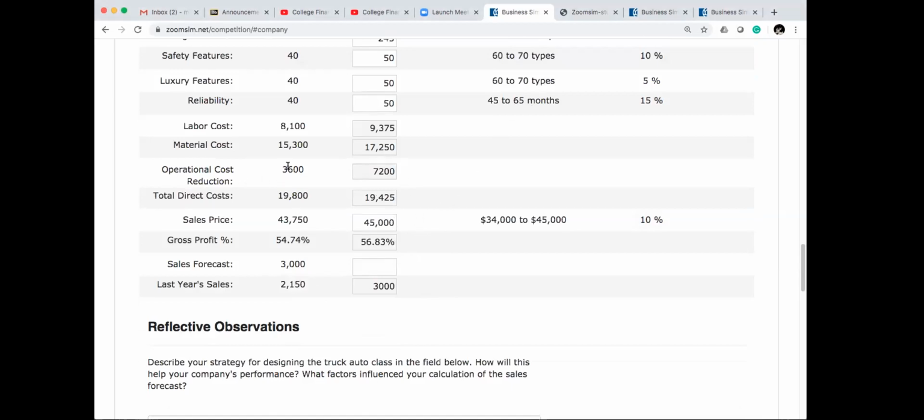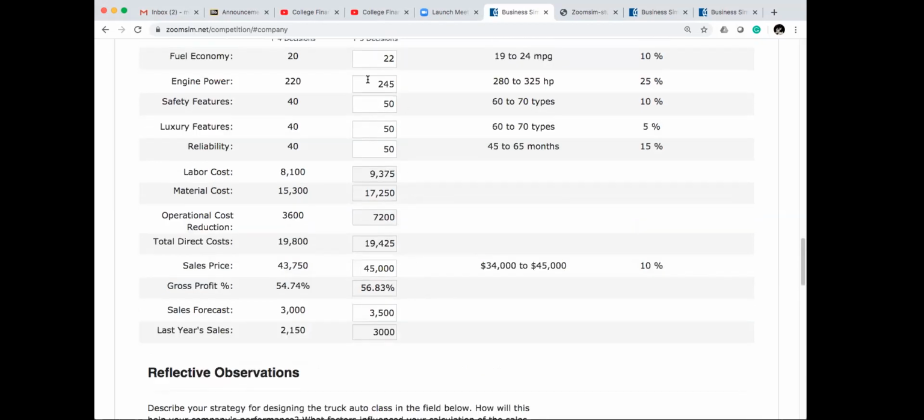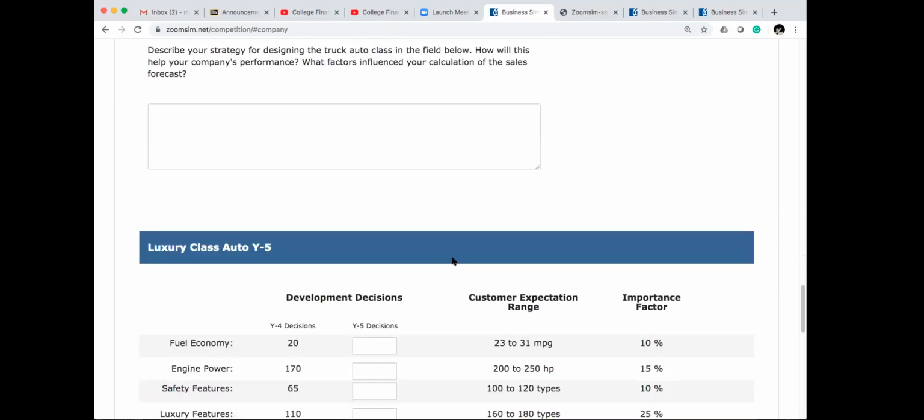And again, I pumped up my operational cost reductions. If I don't get those operational cost reductions up, I'm not going to be able to sell enough at a good increase in profit margins. Here, my profit margins really didn't go up too much. So I'm going to just maneuver this around a little bit to make sure I get those profit margins higher.